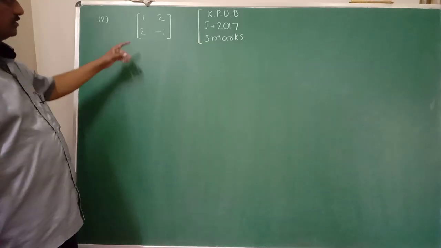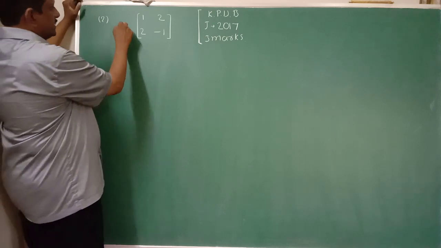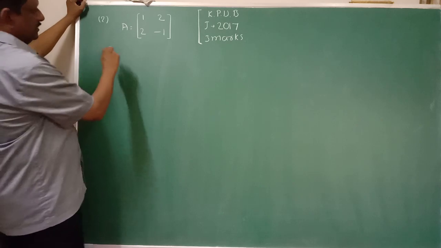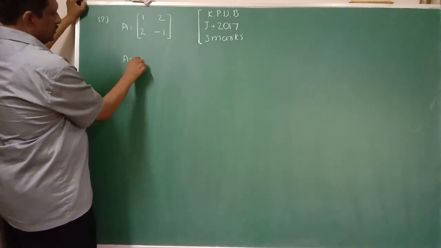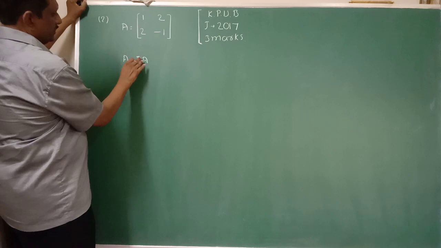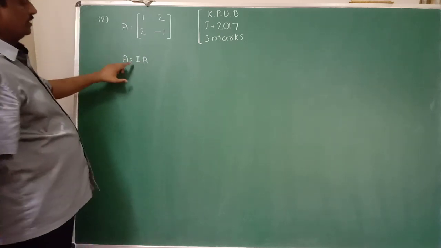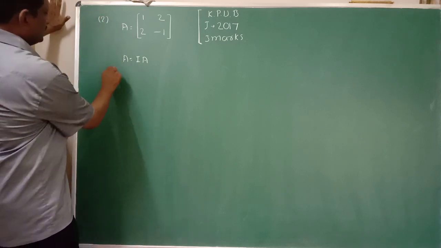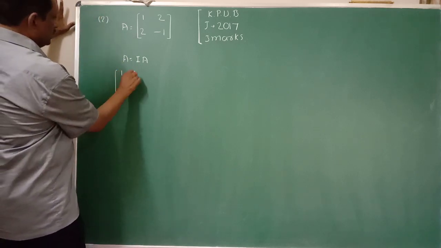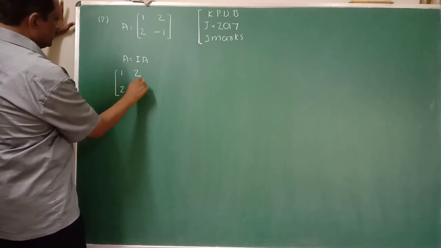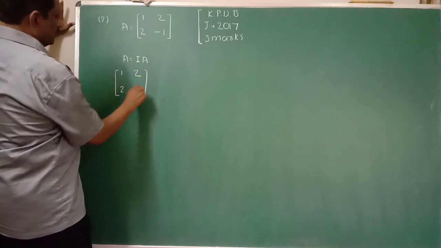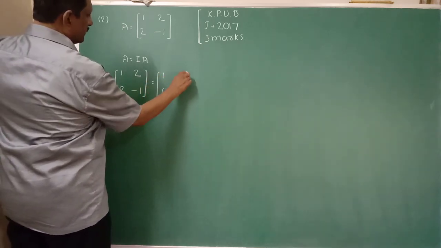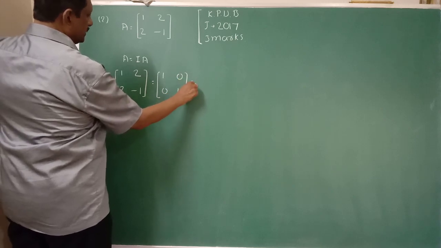Even here, take the given matrix as A. Here again use row operations. Therefore take A is equal to I into A. Again we are using row operations. Therefore the given matrix is 1, 2, 2 minus 1, which is equal to the identity matrix 1, 0, 0, 1 into the matrix A.